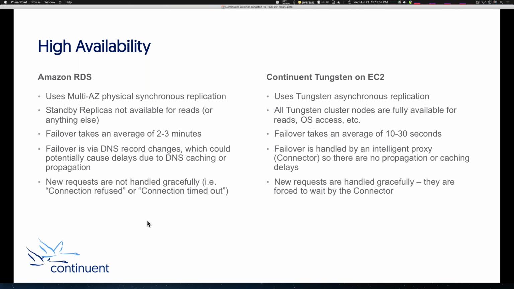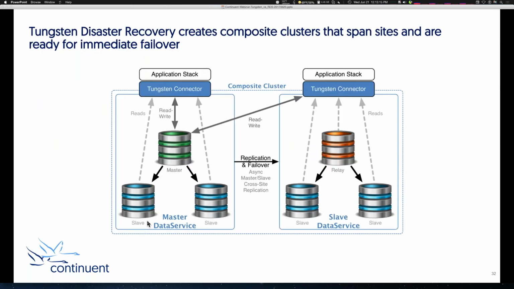As discussed, we're asynchronous. All of our nodes are available for scaling. All of our nodes are available for access. Failover is very fast. It's handled by the connector, so there are no propagation delays, and everything is as graceful as we can make it. So let's talk about disaster recovery.